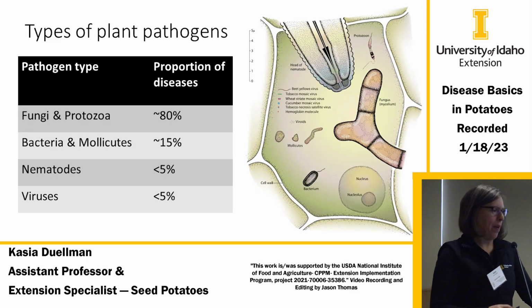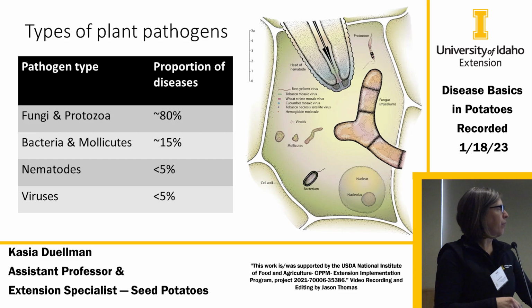Back to the types of plant pathogens, I wanted to throw this in there just to give you an idea of scale of these pathogens that cause the pathogenic diseases. This is a diagram of a plant cell. Plant cells, of course, are microscopic, so this is blown up many, many times. And here's the head of a nematode invading that plant cell, so it's fairly big.